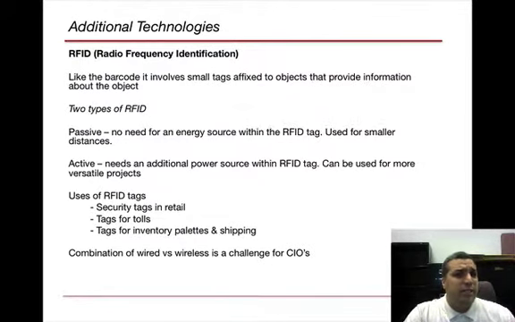Additional wireless technologies include RFID. There are really two types of RFIDs. They're passive and active. What an RFID tag is, it's basically providing information about the tag. And the tag may have information about the thing that it's on, say a pallet of computers or a piece of clothing on a store rack. Passive is used because it has no energy source. It's used for smaller distances.